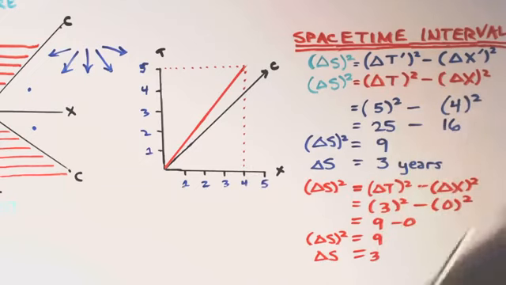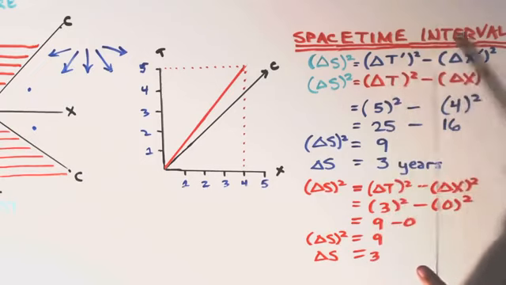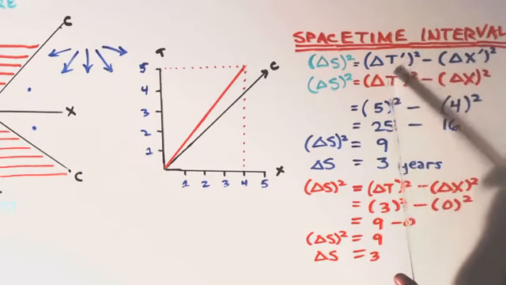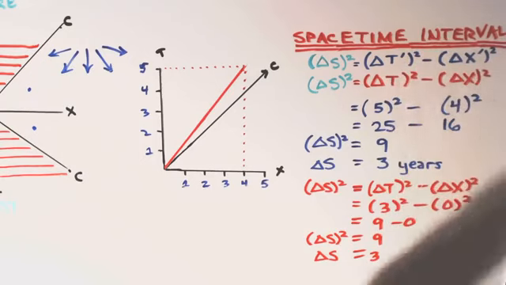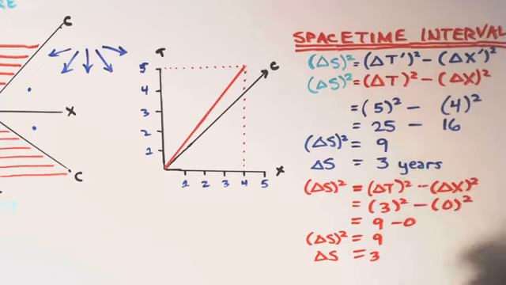Now we got 25 and 16. This is where I messed up, because the T should be here and the X should be over there. You should switch them around. But either way, you're going to get a difference. The difference here is 9. Whether it was 16 minus 25 or 25 minus 16, it's still 9.